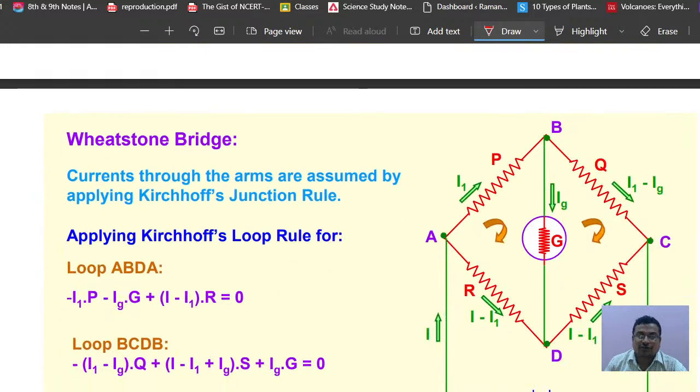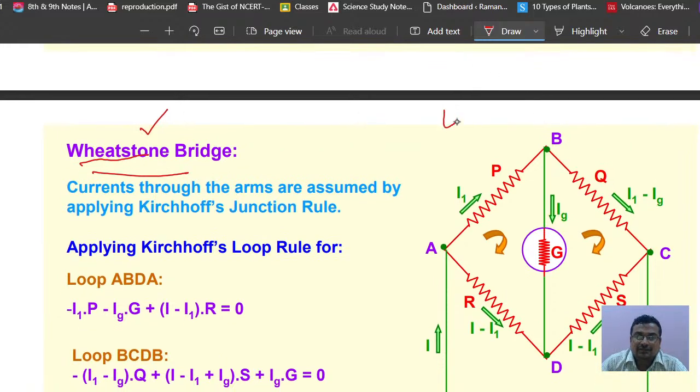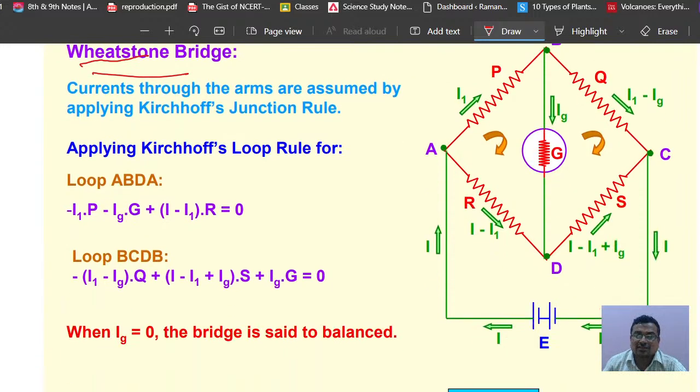Now move ahead students. It is the Wheatstone bridge. Why is it called Wheatstone bridge? Because it was discovered by the scientist Wheatstone. So in the Wheatstone bridge, how many resistances are we using? We are using 4 resistances P, Q, R, S.